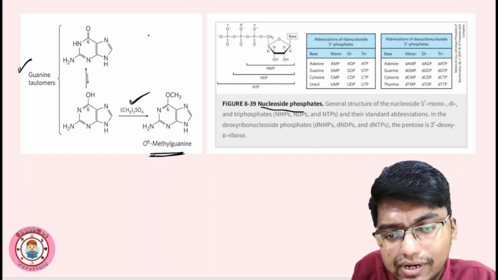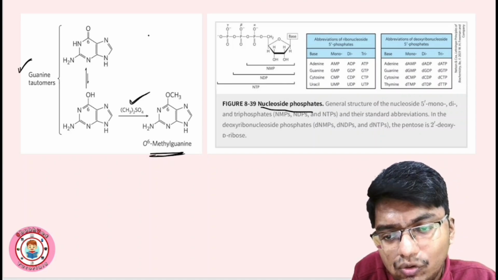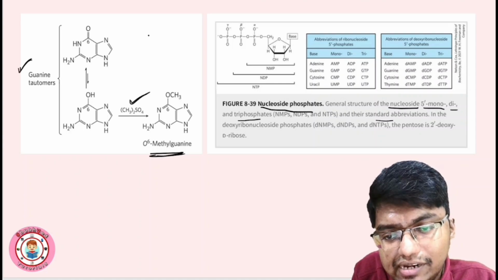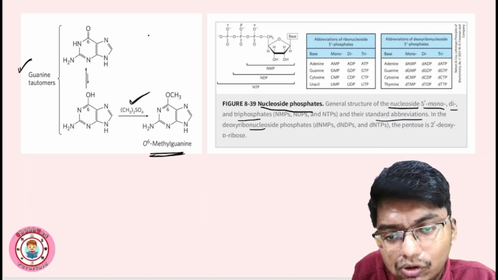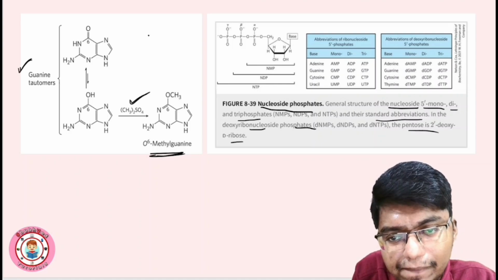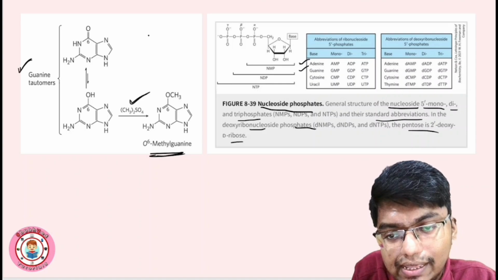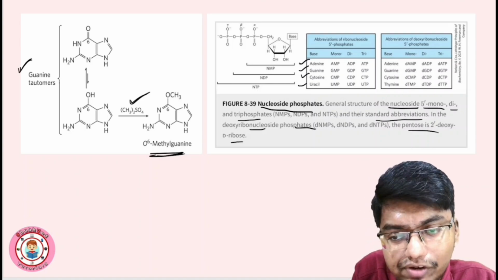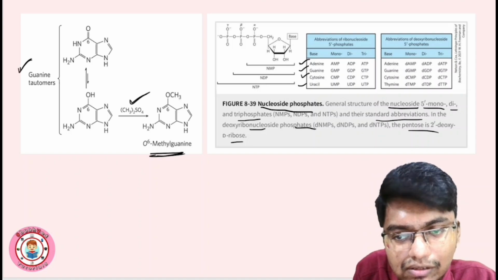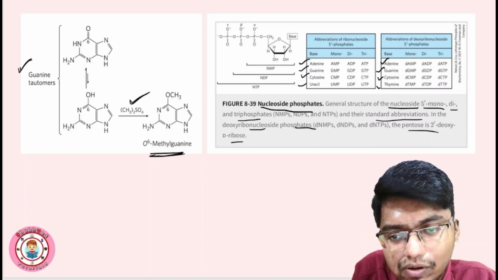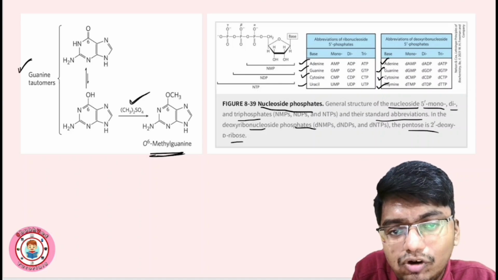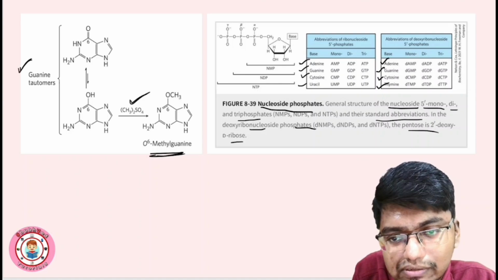You can see nucleoside phosphates here. General structure of nucleoside 5' monophosphates, diphosphates and triphosphates and their standard abbreviations. In the deoxyribonucleotide phosphates, the pentose is deoxy. Yes, we know this. It forms AMP, GMP, CMP, UMP, and the triphosphate forms. You can check accordingly in the cases of DNA and RNA, the deoxy form and the oxy form.